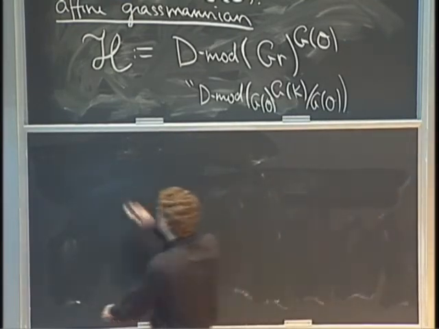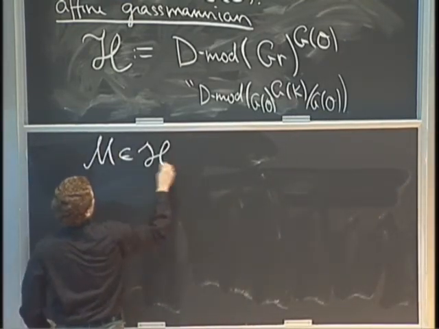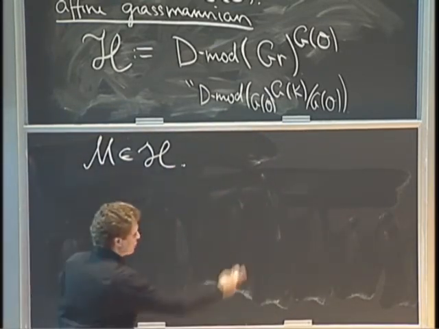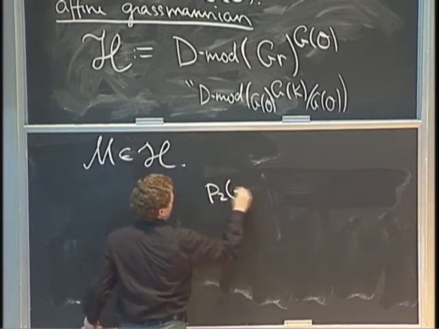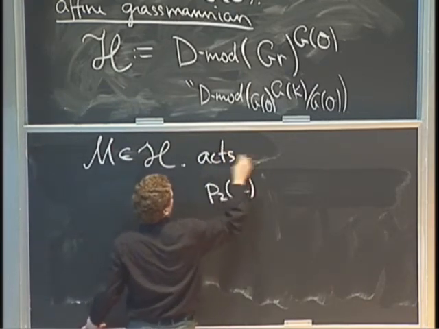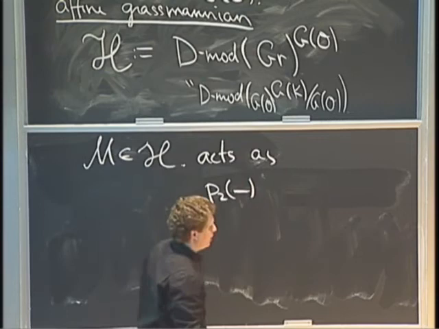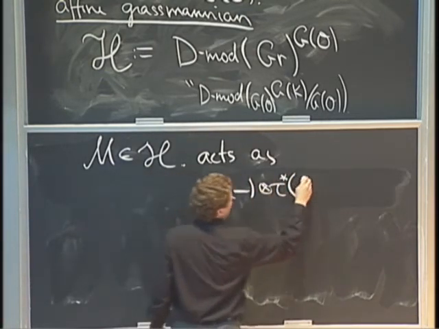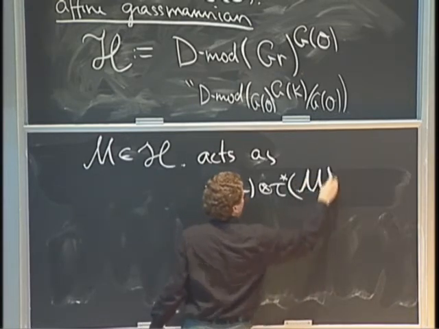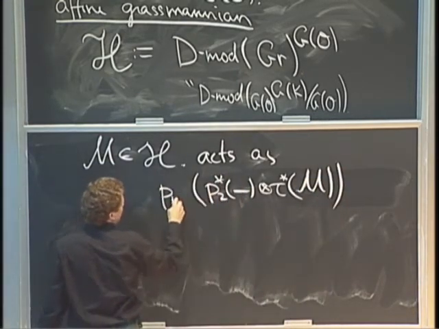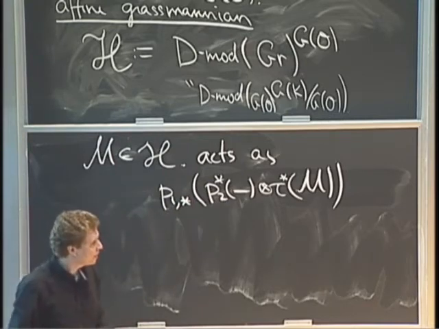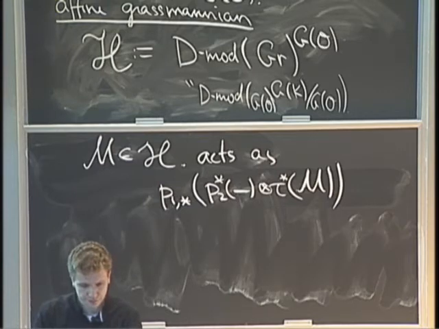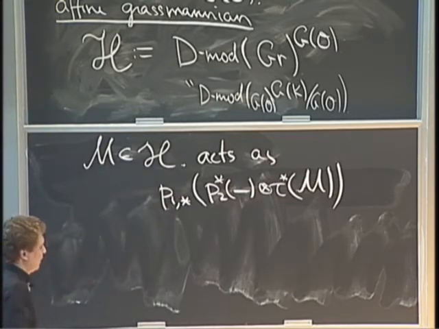So if you have what we think of as a D module on double cosets and we want to act by it, it's going to act as this functor. And once again, everything is derived.